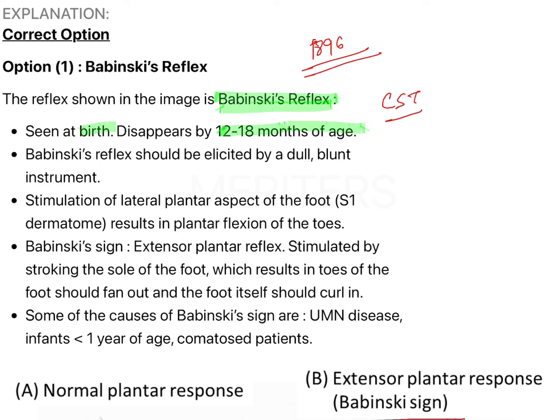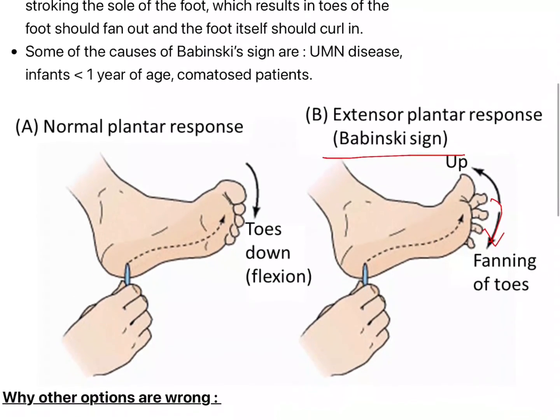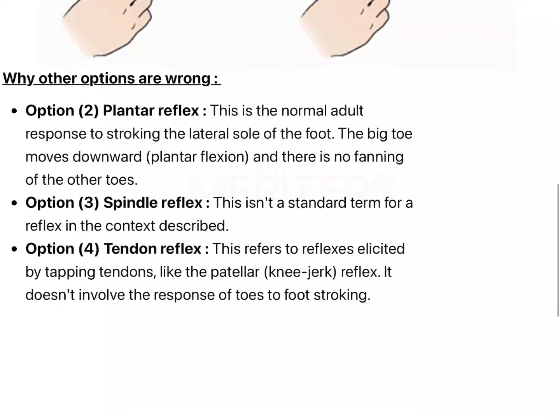This Babinski reflex should be elicited by a blunt instrument, because a sharp instrument will cause injury. So stimulation of the lateral plantar aspect of a foot results in plantar flexion of the toes. This is your extensor plantar reflex, which is stimulated by stroking the sole of the foot, which results in the toes of the foot fanning out and the foot itself curling in. Some causes of Babinski sign would be UMN lesions, infants under 1 year of age, and comatose patients.